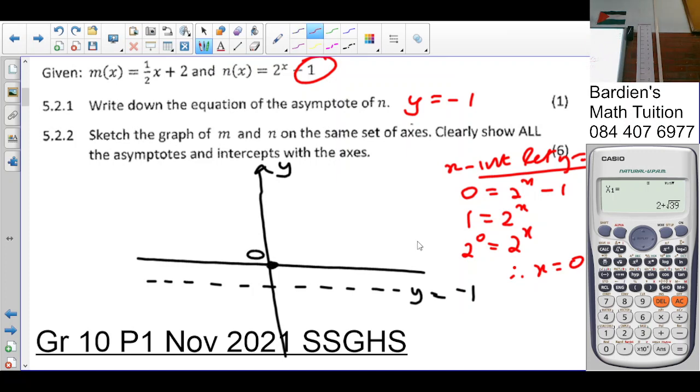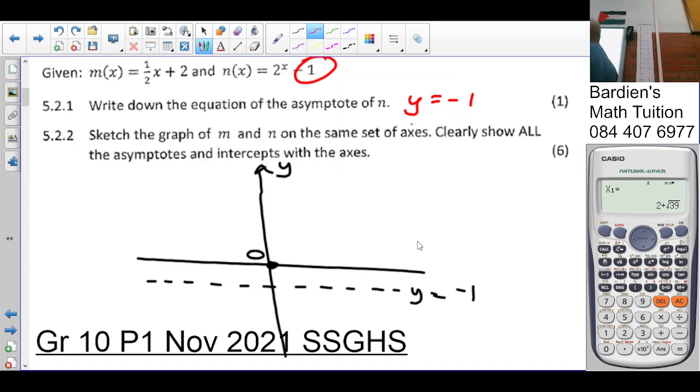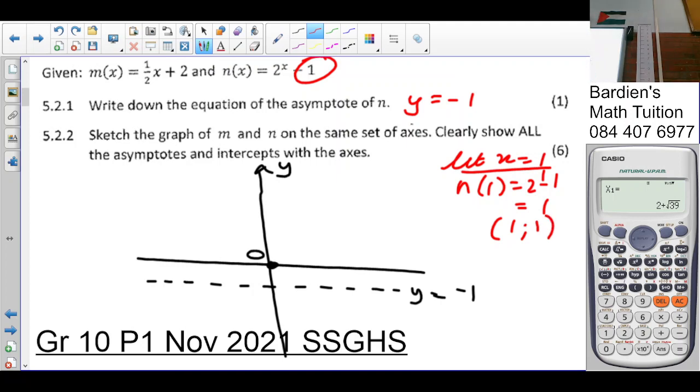Okay? Now you're going to work out your y-intercept. You're also going to get 0. So what do we do to generate another point on this graph? Because normally we have at least 2 points on the graph. Other than the hyperbola, we have 2 asymptotes. So what do we do? We let x equal to 1. So n of 1 is equal to 2 to the 1 minus 1, which is 1. So the graph is going through 1 and 1. So if x is 1, y is 1. So there's your exponential function.